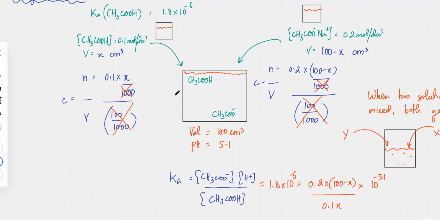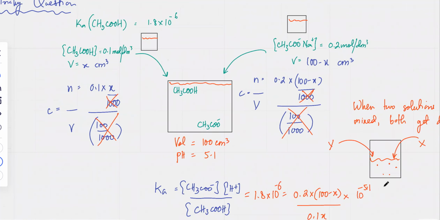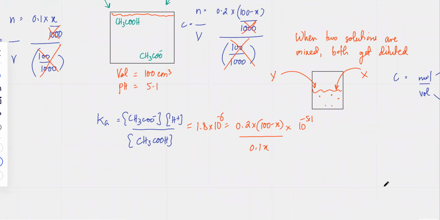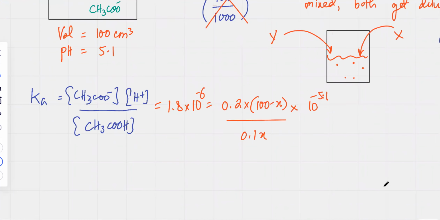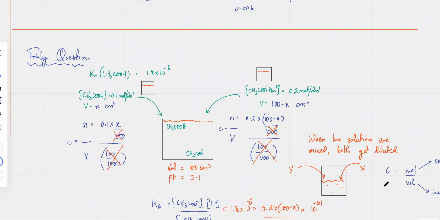Is this clear? Yes. So that is 10 to the power minus 5.1. And you just have to solve this now. This was a very difficult question, which pretty much no one was able to do. You just solve this expression and you'll find X. But before we do that, I'll just recap everything.